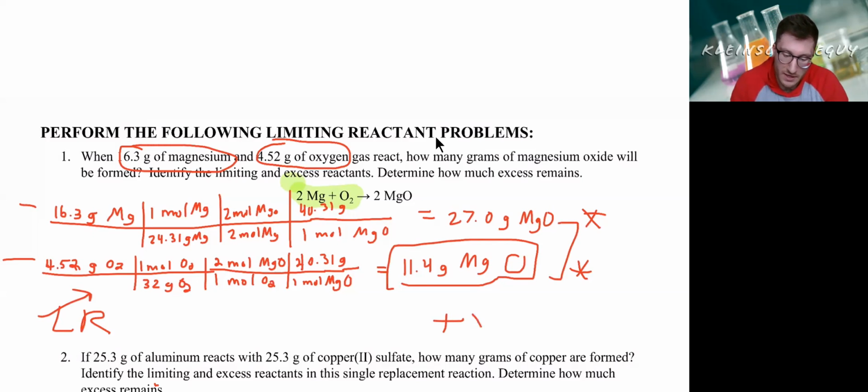That means that the smaller value is our theoretical yield. That's how much we are going to be able to produce with the amounts of reactants that we started with. We are only going to be able to make 11.4 grams of magnesium oxide from the reactants that we started with. So that means we have extra magnesium. So magnesium is our excess reactant, or ER.